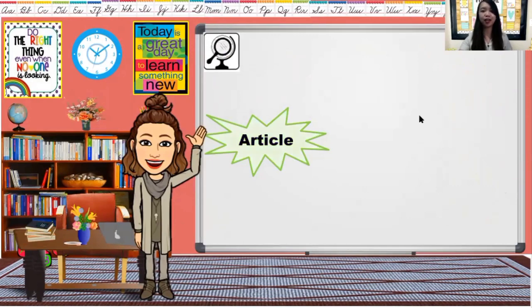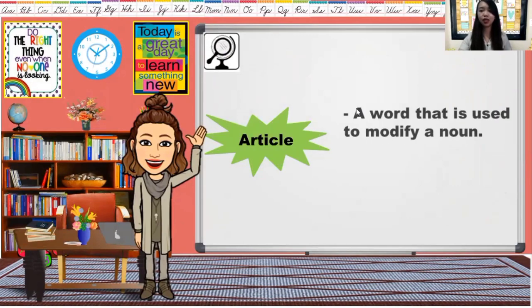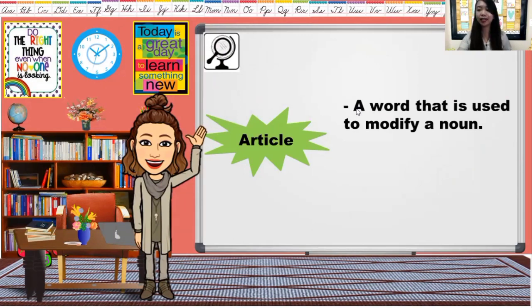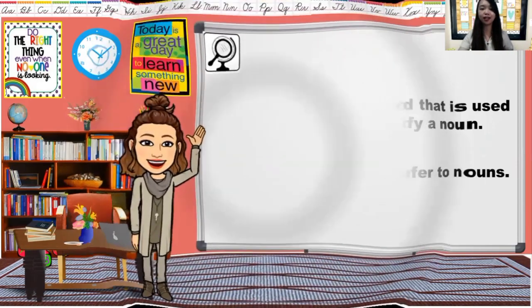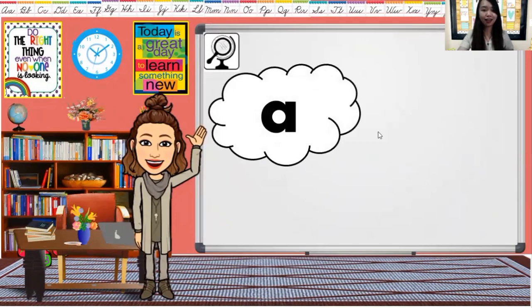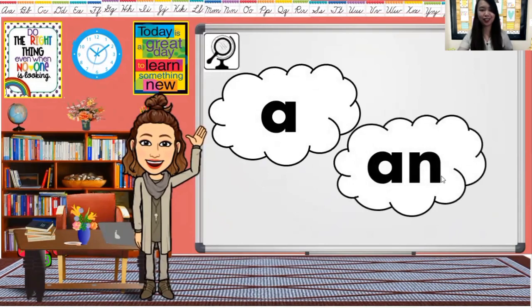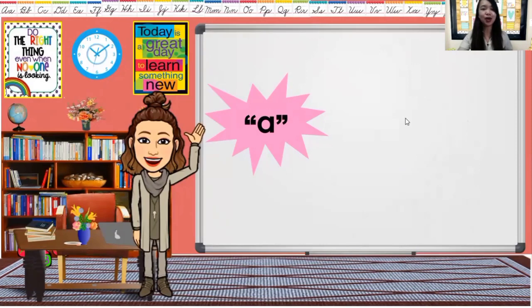Now, what do we mean by article? Article is a word that is used to modify a noun, and they refer to nouns. And what are these two types of articles? These are a and an, okay? So a and an are called articles as they modify nouns. Okay, now let's talk about a first.